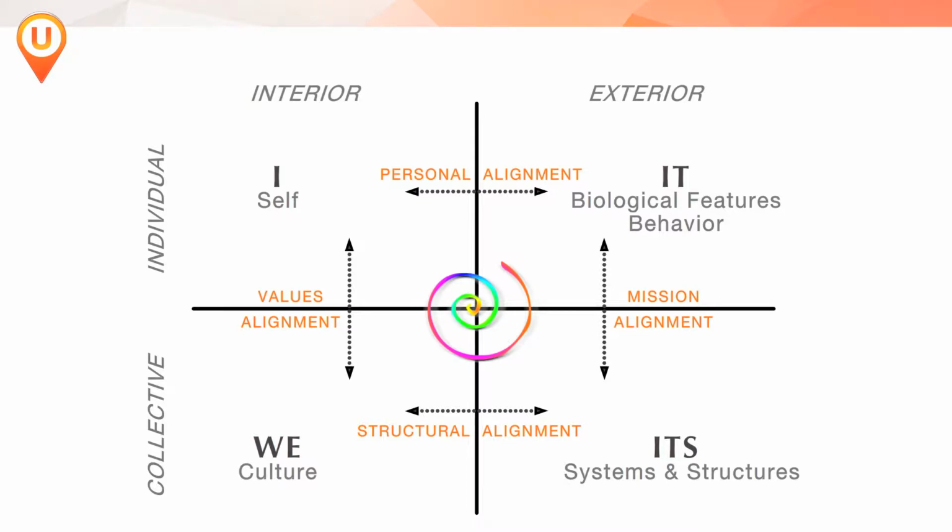So the personal alignment between my interior reality and my behavior. The values alignment that exists between me and my context. Am I aligned with the shared values that we have in our community or organization, or is there a tension there? The structural alignment. So how do the systems and structures of our society or our organization reflect the shared values that we hold? Are those in alignment, or is there some tension in that relationship?